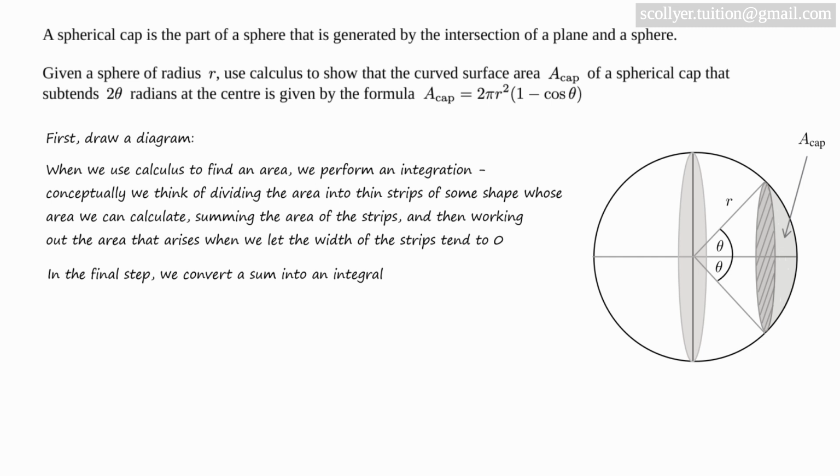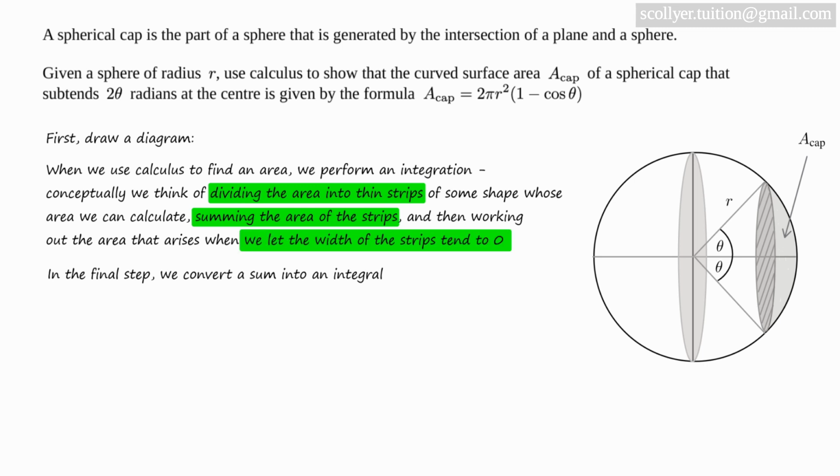So when we use calculus to find an area, we perform an integration, and to do so, we divide the area into thin strips whose shape we can calculate. We add up the area of those strips, and then we work out the area that we get when we let the width of the strips tend to 0. And when we let the width of the strips tend to 0, we are converting a sum into an integral. And graphically, that procedure looks like this.